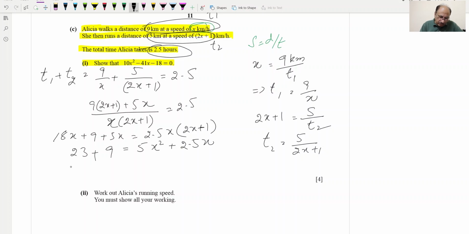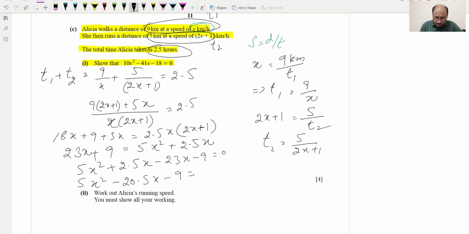Now we can shift this also. This is 23x we missed over here, so I will write here 23x. Now we can shift these things to the other side. So 5x squared plus 2.5x minus 23x minus 9 is equal to 0, and we can rewrite it as 5x squared minus 20.5x minus 9 is equal to 0.